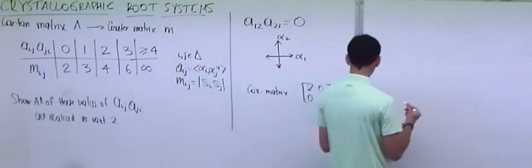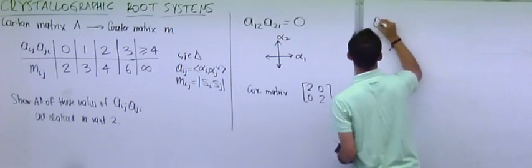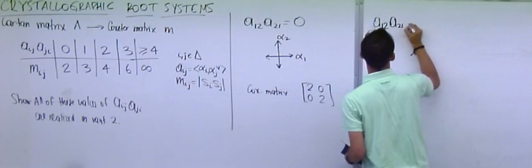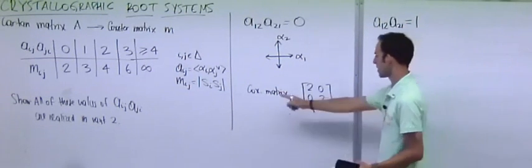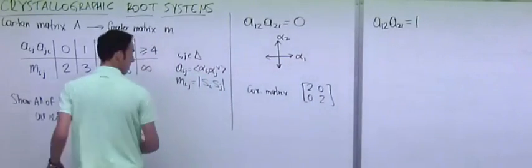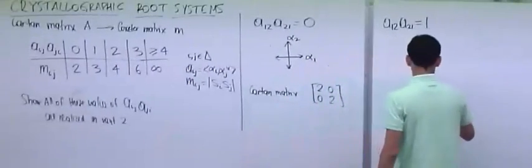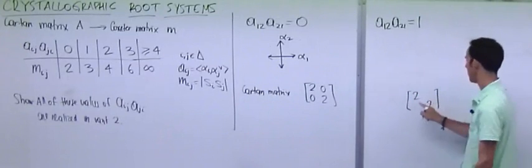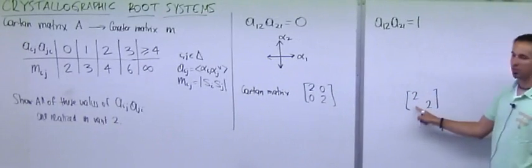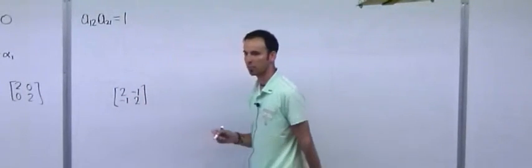So that's easy. What about A12, A21 equal to 1? Sorry, this is the Cartan matrix, not the Coxeter matrix. Here the Cartan matrix should look like this, 2, 2. We need two negative integers that multiply to 1, so this is the only option. Okay.